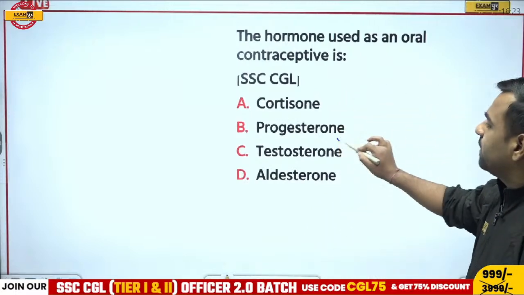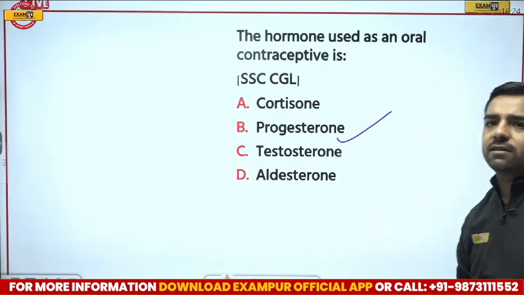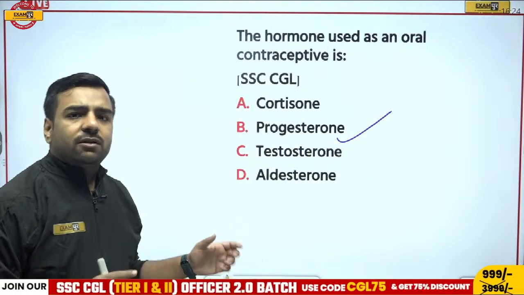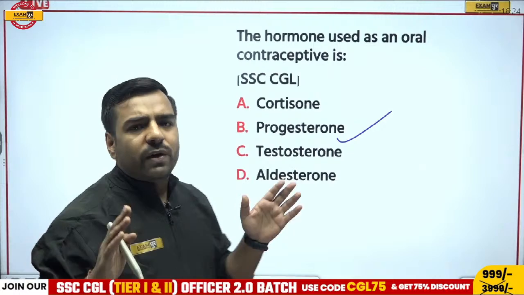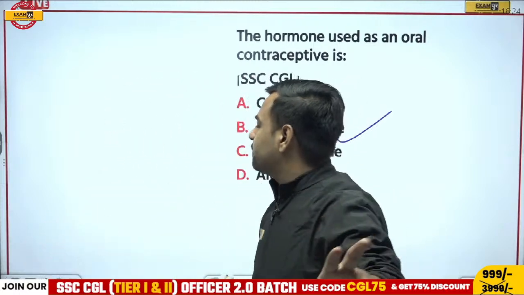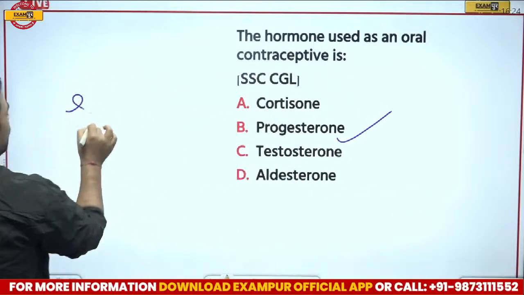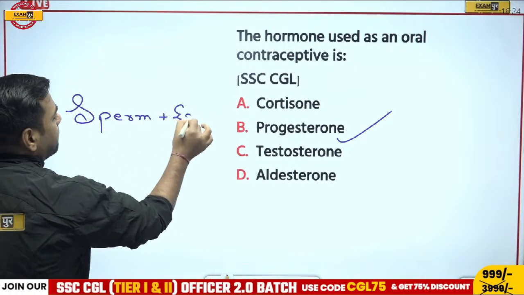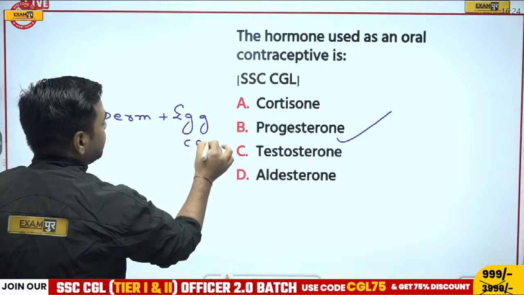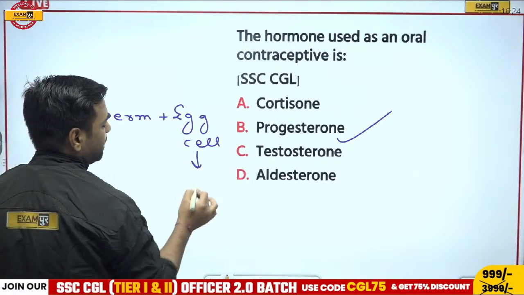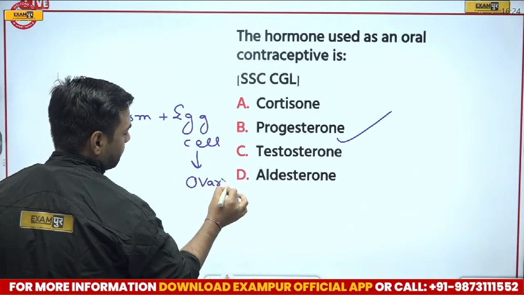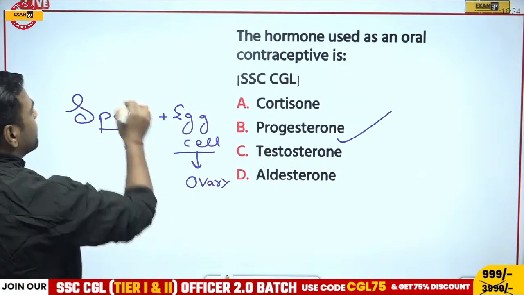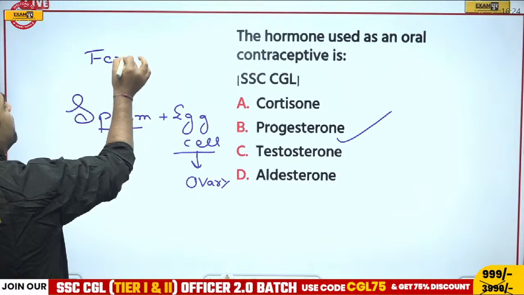Yeah, totally correct. If I talk about this progesterone, that is the correct answer. So if I talk about females, if I talk about contraception, so we talk about whenever there's a fertilization, how this fertilization takes place. If I talk about fertilization, there's a process where sperm cell actually combines with the egg cell. And this egg cell is generated from where? This is actually generated from the ovary part. But when these particular cells fuse, that particular process is known as fertilization.